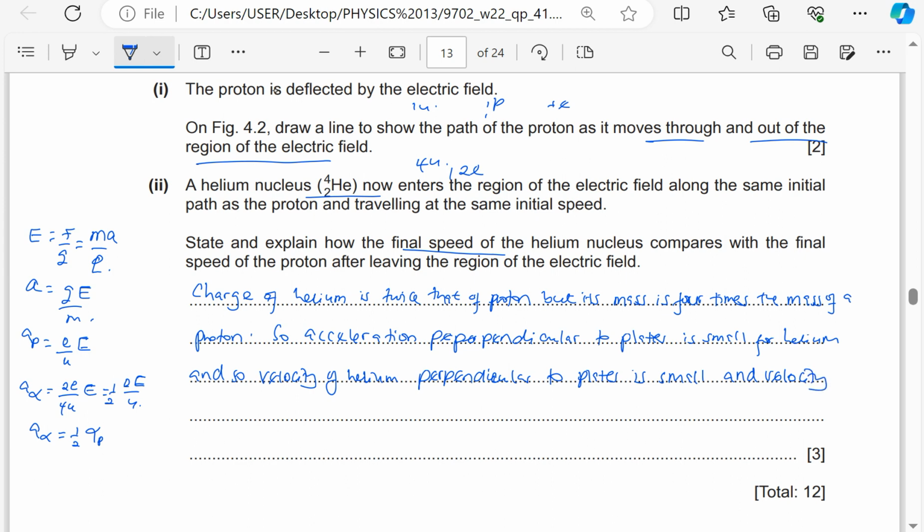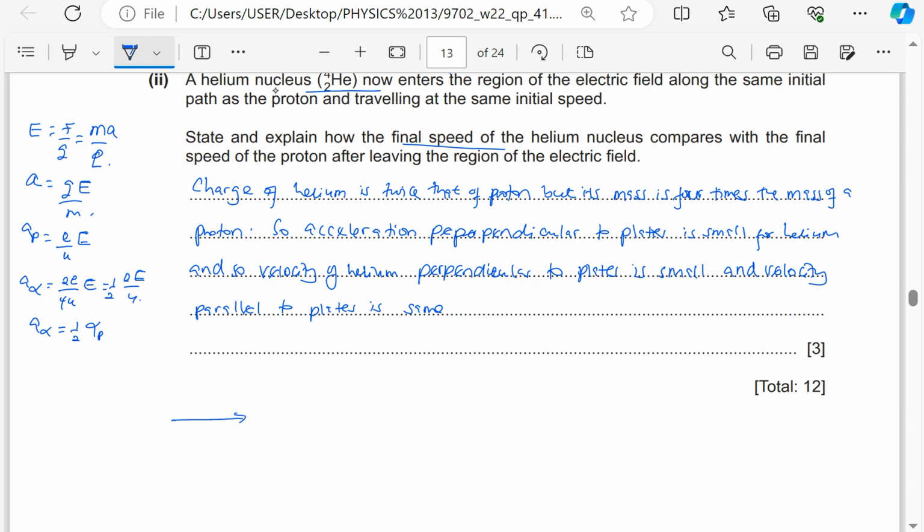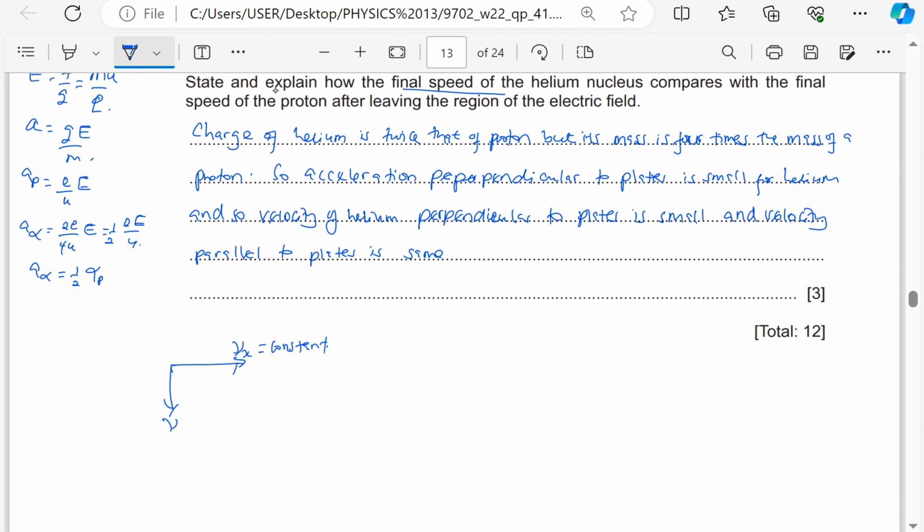the velocity parallel to the plates is the same. So remember the final speed, they have a speed in the horizontal and a speed in the vertical. The speed in the horizontal remains constant because there is no force acting horizontally, but the speed in the vertical must increase because there is a force acting in the vertical. But because the acceleration of helium is smaller, its velocity in the vertical is also going to be small. So the resultant, from the Pythagoras theorem, gives us the resultant between these two velocities.